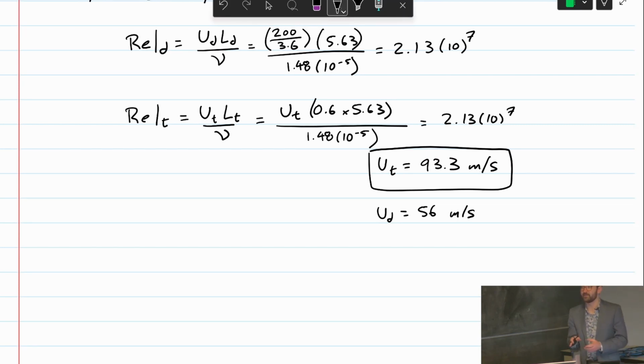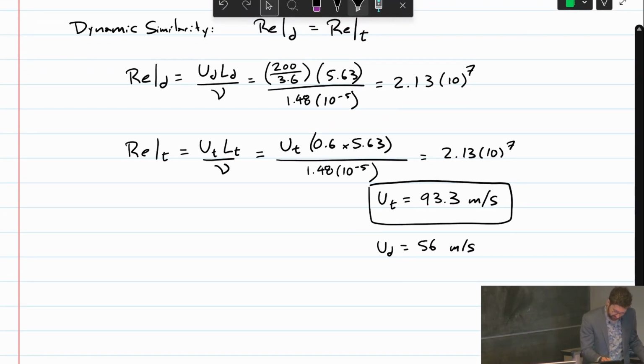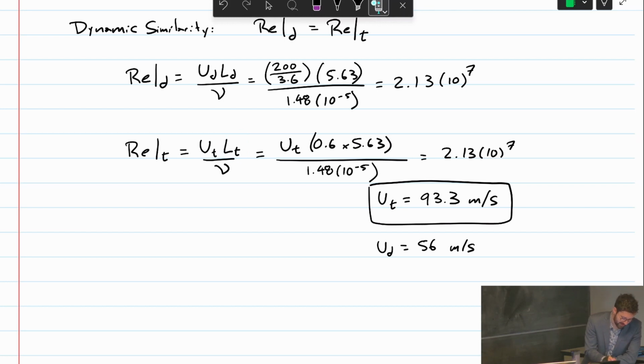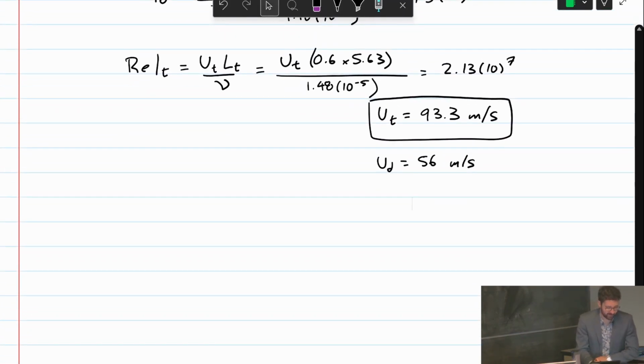Since we scaled our model down in the same fluid, we basically decreased L. In order to match the Reynolds number, we have to increase the velocity. We lost some inertial forces because we took some length out, so now we need to make up for that by adding more velocity in. Okay, so let's compute now.